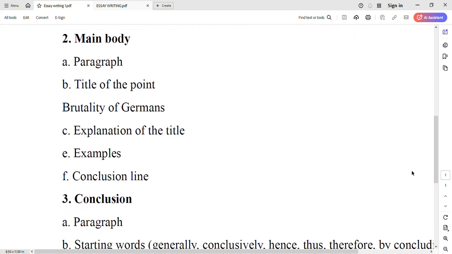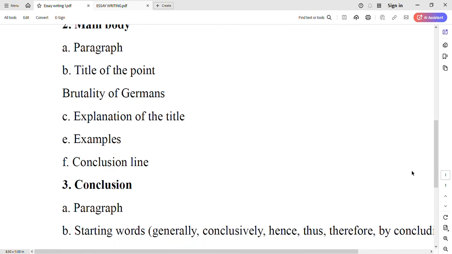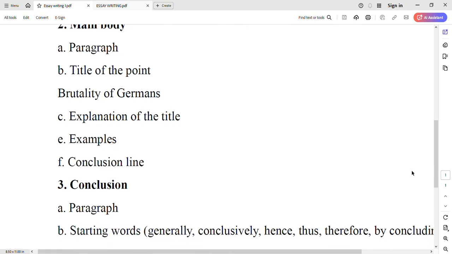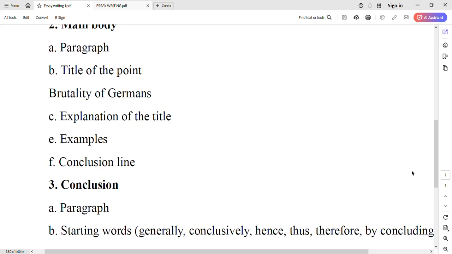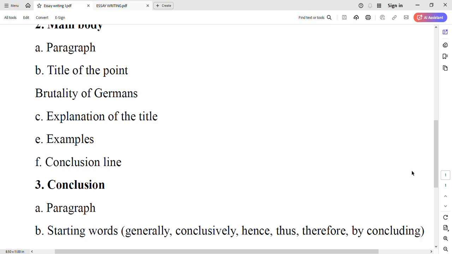That paragraph is written by starting with words like this. You may have a word like generally at the beginning of your sentence: conclusively, hence, thus, therefore, by concluding, and others that show you are going to finish the work. So you don't need to put any symbol showing that this is the end. The word speaks for itself. We will understand this is the end of the essay. So try to use those words. So the big question is, what content are we putting in the conclusion?